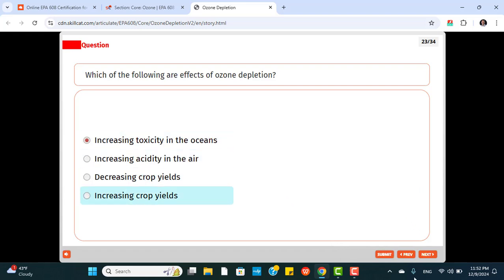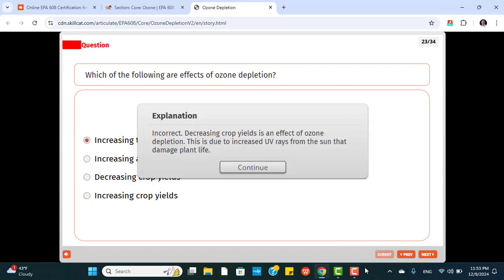So correct, it's increasing toxicity. Incorrect. Decreasing crop yield is an effect of ozone depletion.